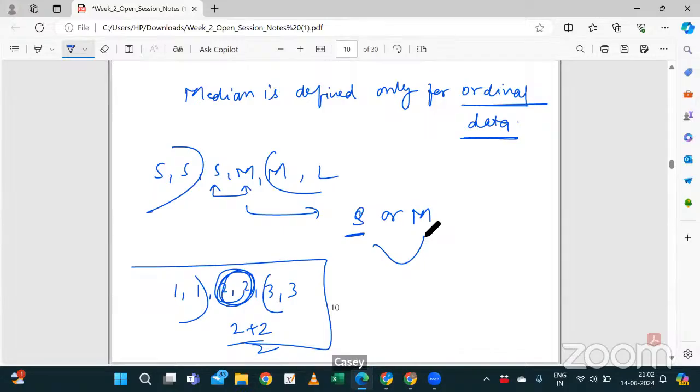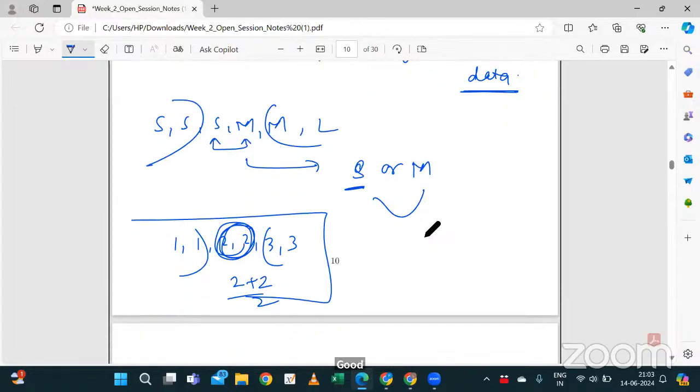Sir, is it possible that one data set has two medians? I'm saying you will say either S or M. Just listen to me carefully. It's categorical data. If you have numerical data, you can simply find the average, but here it's not possible.